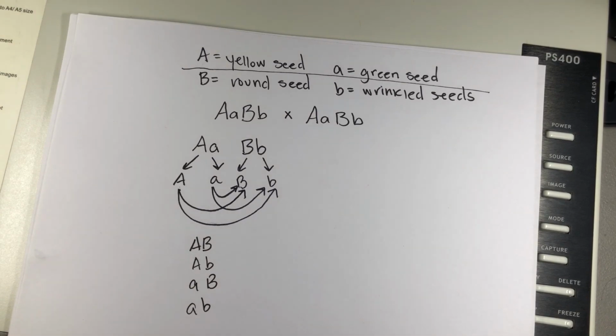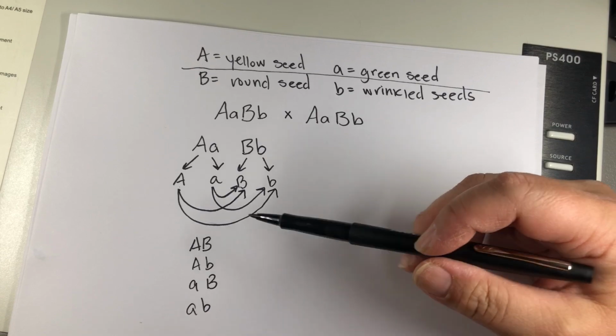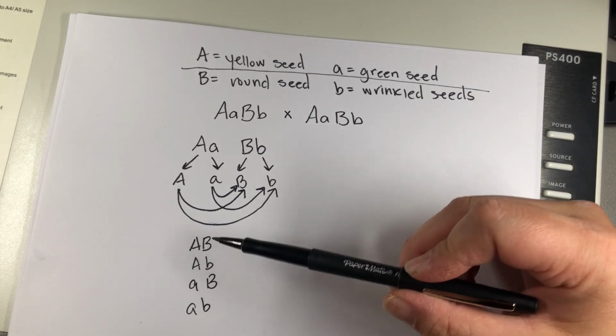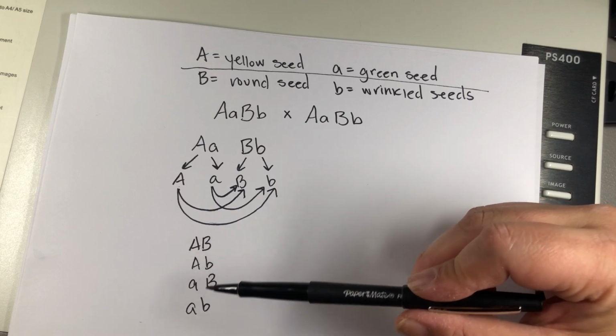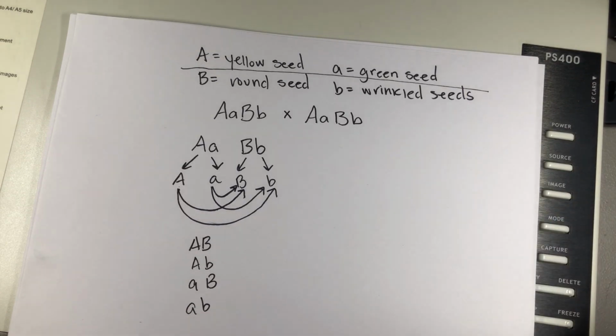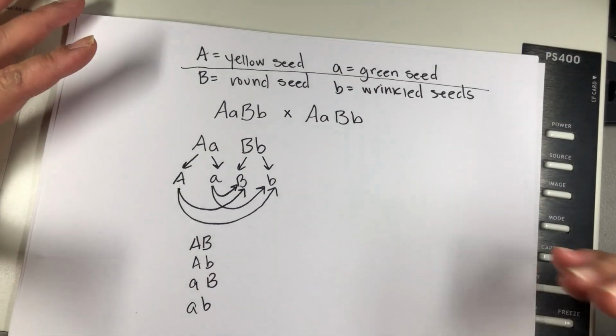So in this case, 4 gametes can result from this particular cross. The gene combinations could be big A, big B; big A, little b; little a, big B; or little a, little b. Now this one's the same thing. This is what I call foiling.